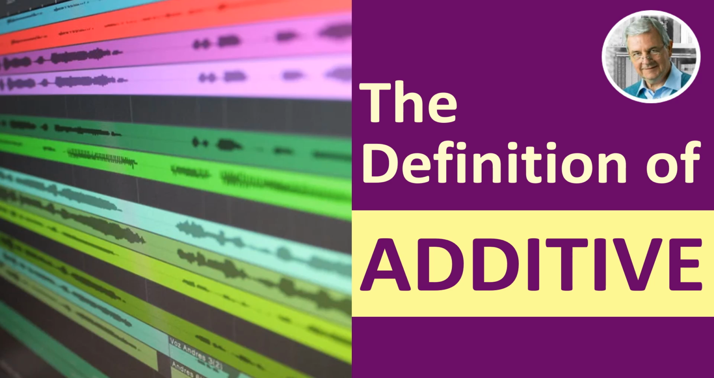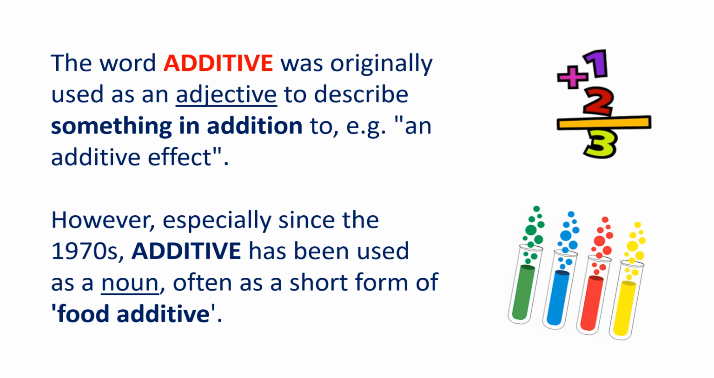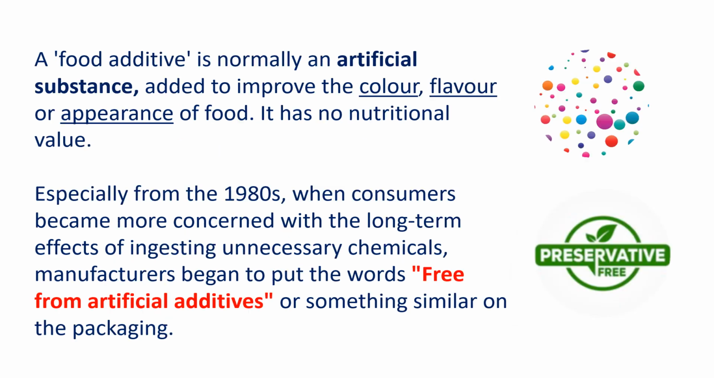The definition of additive. The word additive was originally used as an adjective to describe something in addition to, for example, an additive effect. However, especially since the 1970s, additive has been used as a noun, often as a short form of food additive. A food additive is normally an artificial substance added to improve the color, flavor, or appearance of food. It has no nutritional value.